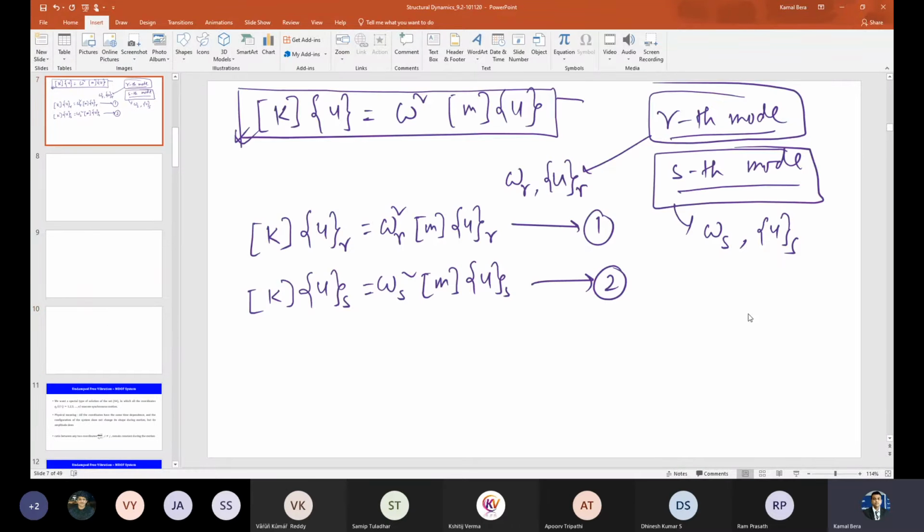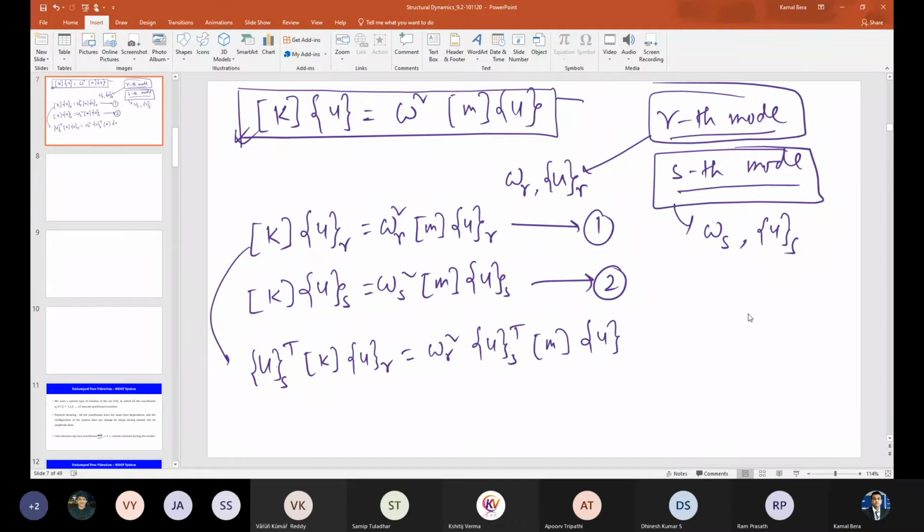No issue, right? So rth mode is also satisfying, sth mode is also satisfying. Now pre-multiply equation 1 by us transpose. Pre-multiply equation 1 by us transpose: us transpose k ur equals omega r square us transpose m ur. Any issue? No issue, right?